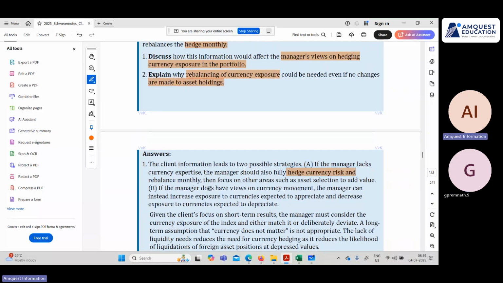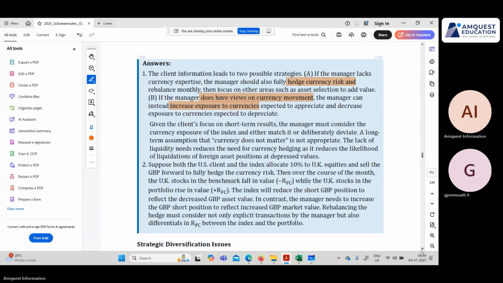And then the second one, if it does have a view, then obviously they can increase the exposure. Something that we discussed, right? Okay. Look at the next one.